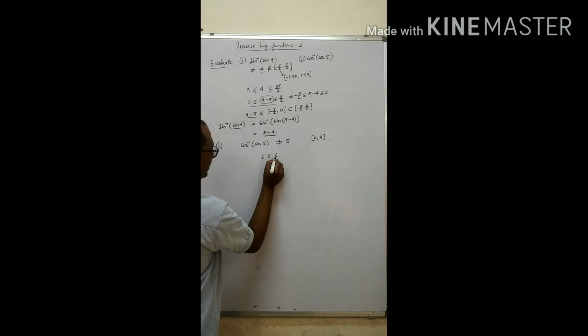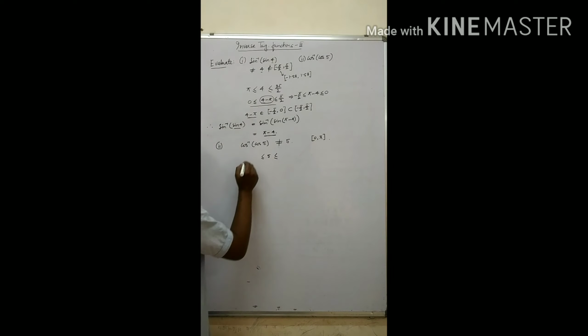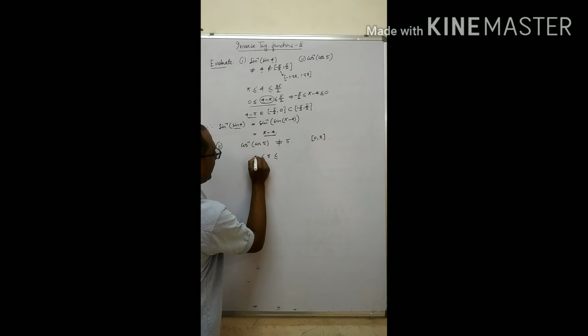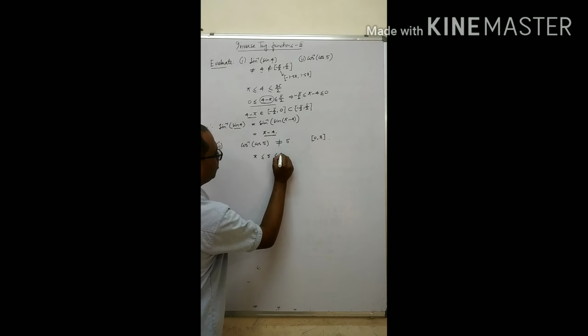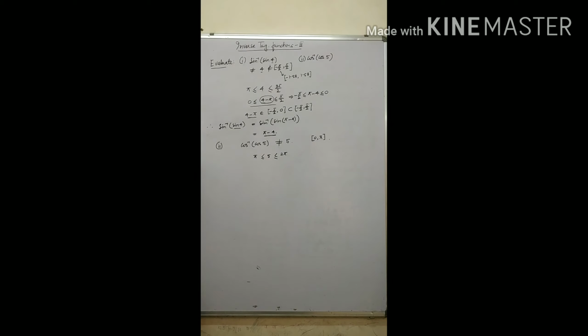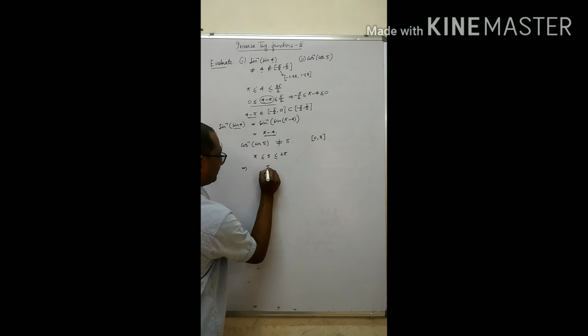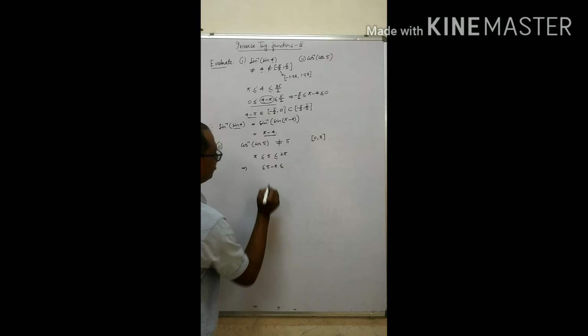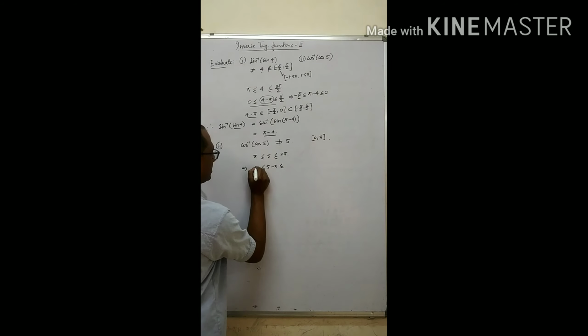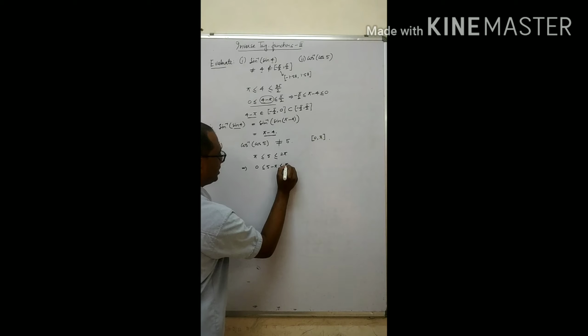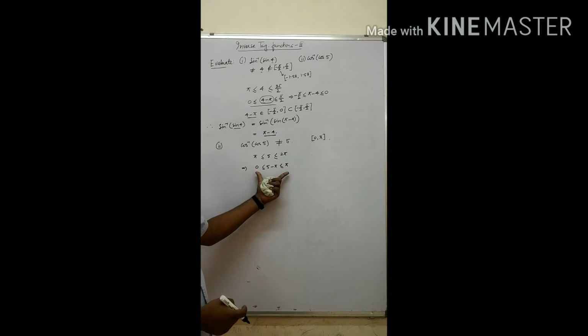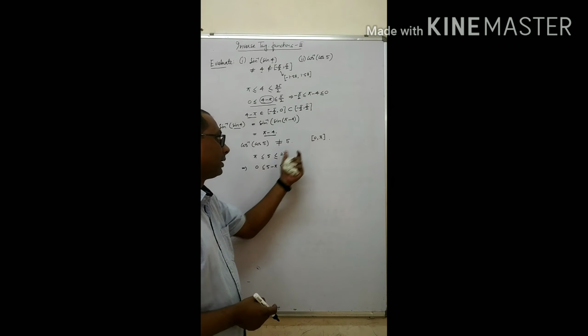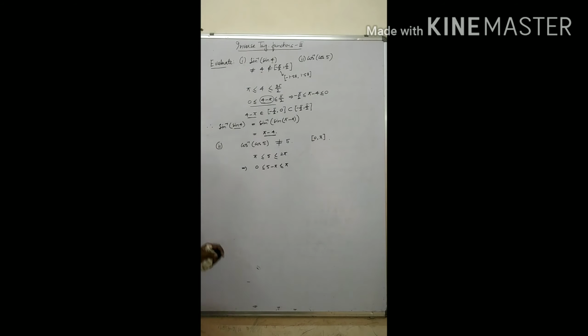5 is lying between pi and 2 pi. Yes, pi and 2 pi. Now 5 minus pi will lie between 0 and pi. It seems to be in the principal value branch. 5 minus pi is lying in 0 to pi.